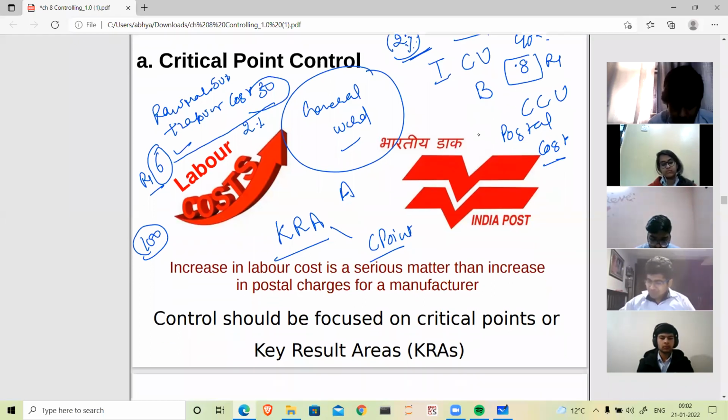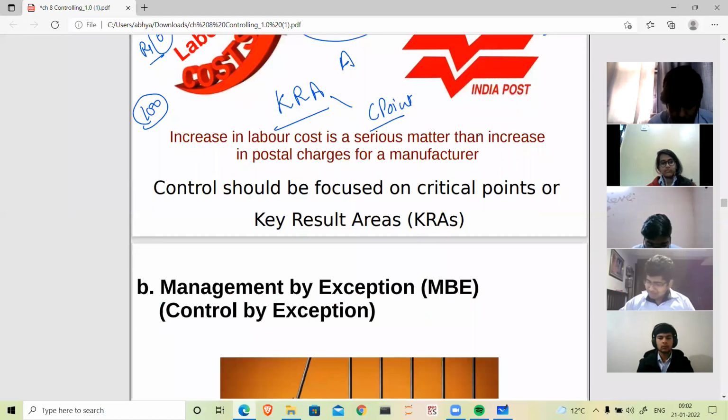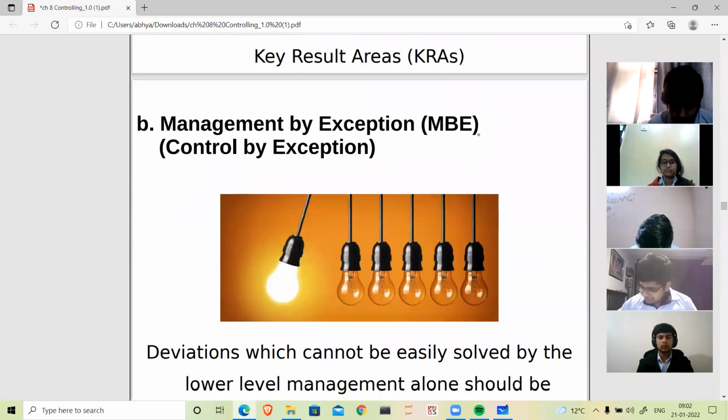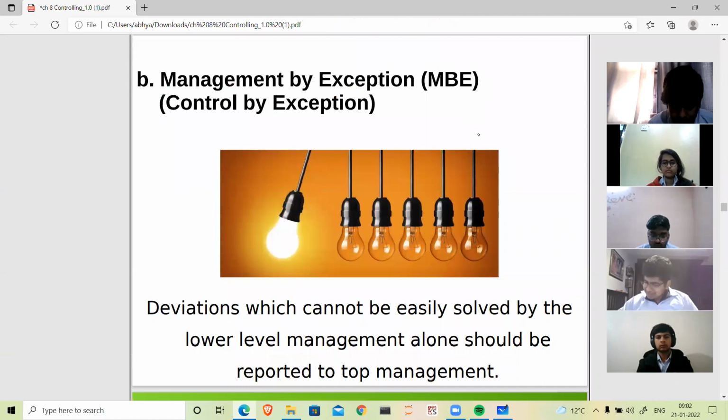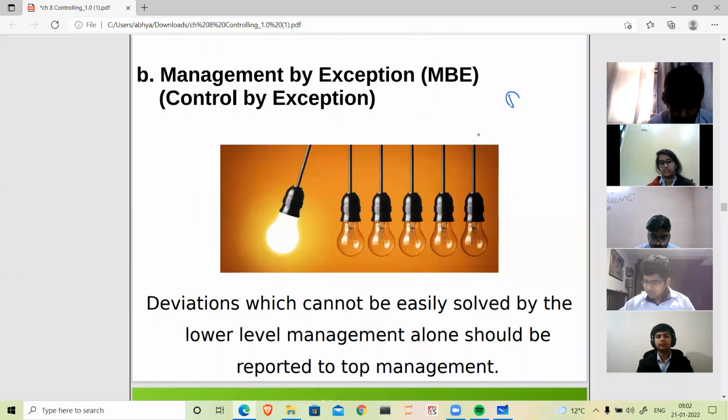And one thing you have to notice here, that in critical point control, key result areas are decided, and in management by exception technique, DTL, deviation tolerance limits, are fixed. In management by exception, DTL is fixed, and in critical point control, key result areas are fixed.